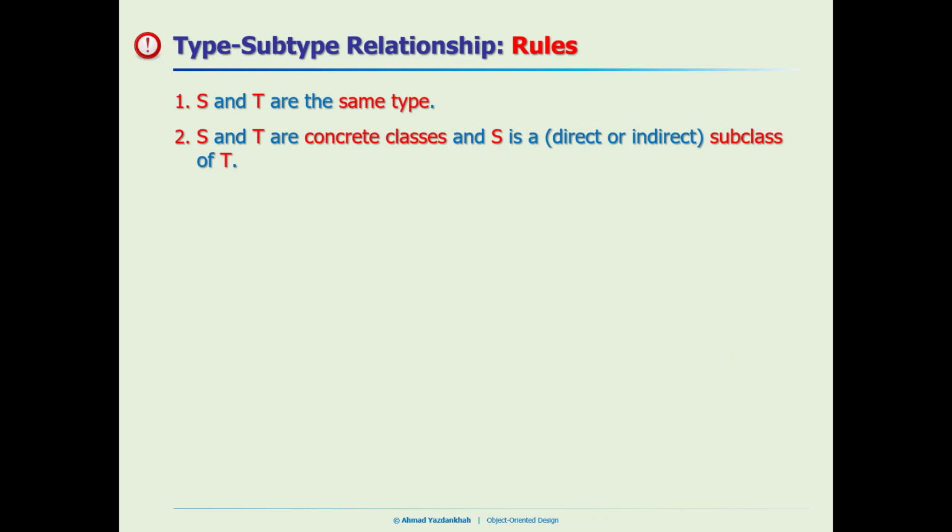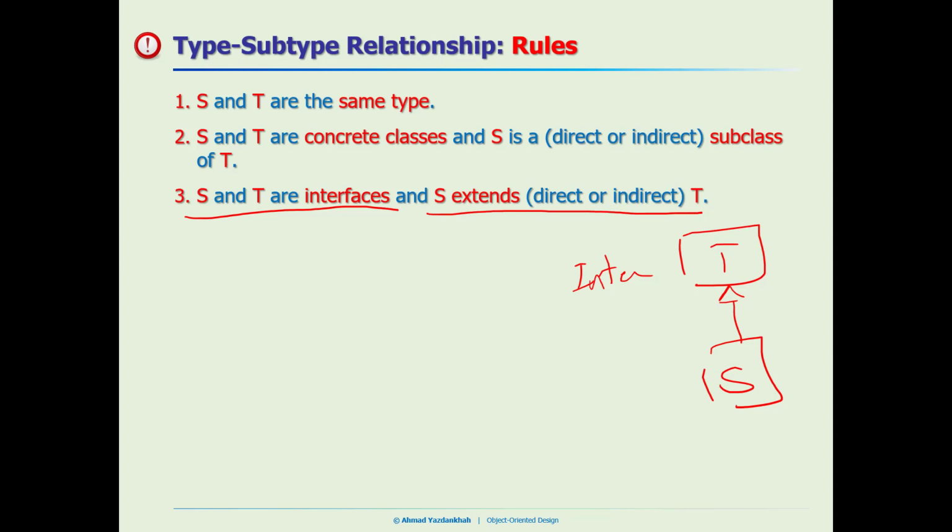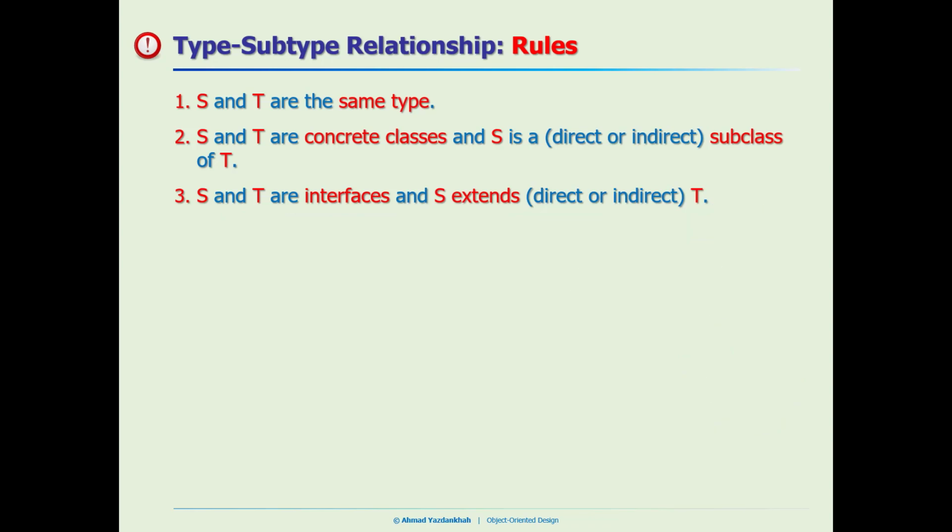How about rule number 3? If S and T are interfaces, both of them are interfaces, and S extends T. You know that interfaces can extend each other, right? So if T is an interface and S is another interface, and they extend each other, there is an is-a relationship between them, and we can say that S is a subtype of T.